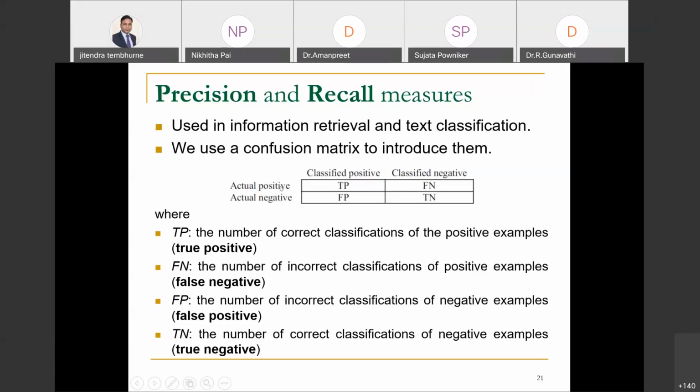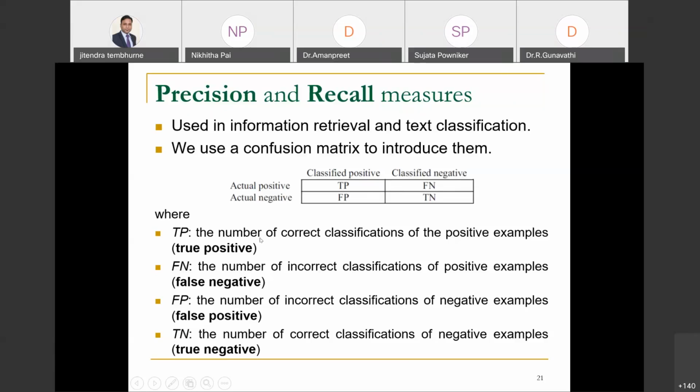Here we have actual positive and actual negative. Actual positives are represented in the first row, and actual negatives in the second row. Then there are columns for classified as positive and classified as negative. Whatever is actually positive is either classified positive or classified negative. With this confusion matrix, we can understand precision and recall. But first we need to understand in detail what TP, FN, FP, and TN are.